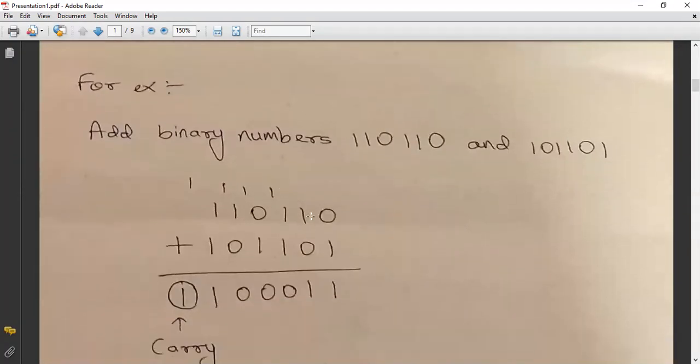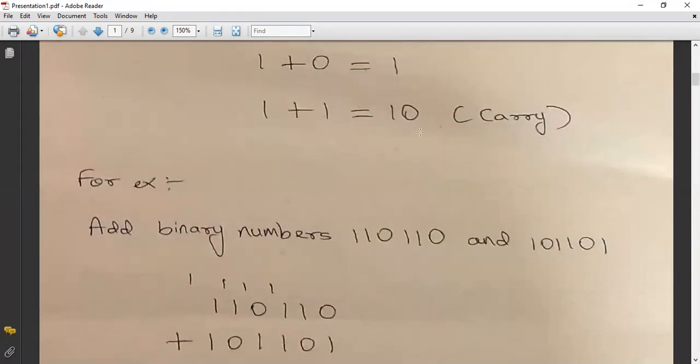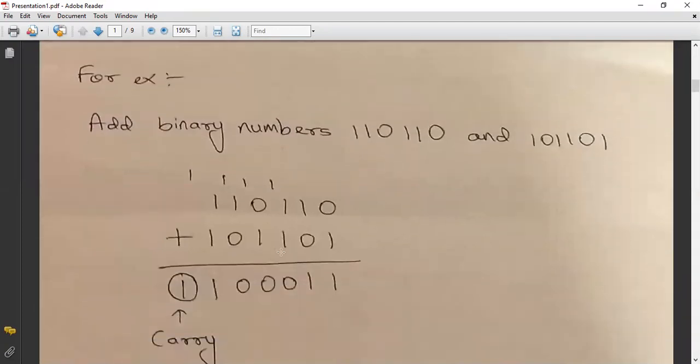Now the next one is 1 plus 0. 1 plus 0 is again 1. 1 plus 1 is what? 1 plus 1 is 10, and 1 is carried here. So we are going to write 0 here and take 1 as carry for the next number. Now let us add this number. 0 plus 1 is 1, but we do have one carry over, right? So 1 plus 1 is again 0 and carry over 1.